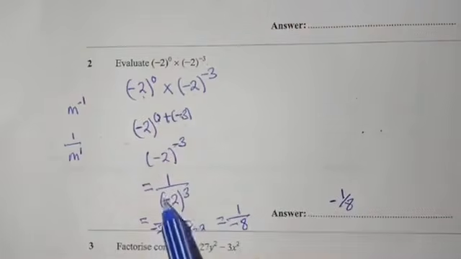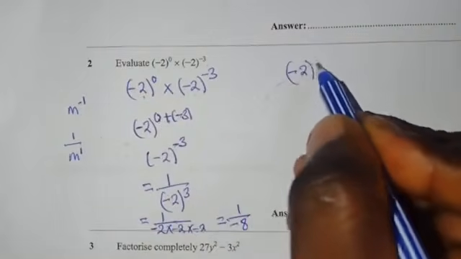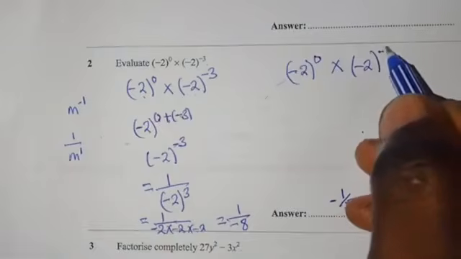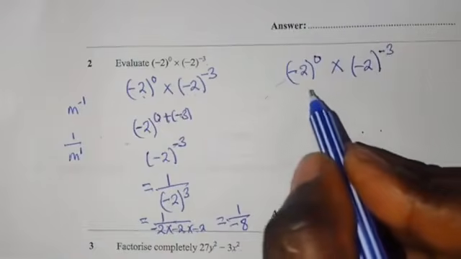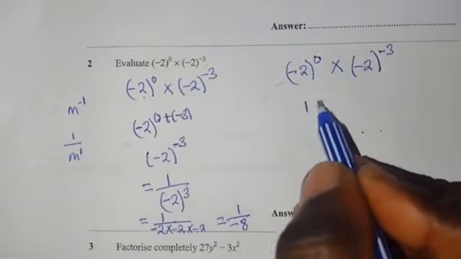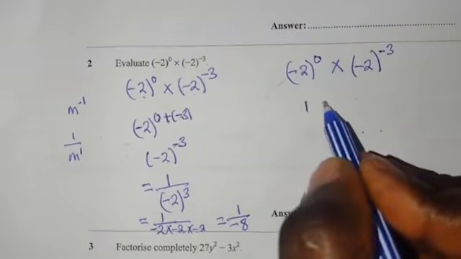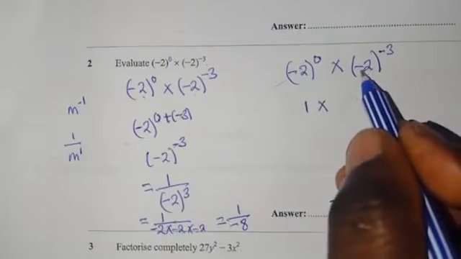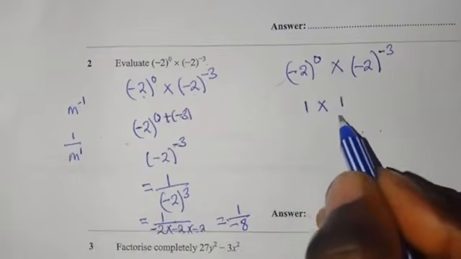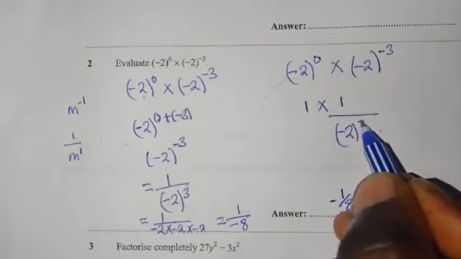Or if you don't want this method, you can use method 2. You can say (-2) raised to the power of 0 times (-2) raised to the power of minus 3. Any number raised to the power of 0 is 1. So this one is a 1. Of course, it's a different issue if you're looking at 0 raised to the power of 0. Times this one, I've got (-2) raised to the power of minus 3. I can write it in this form, 1 over (-2) raised to the power of 3.